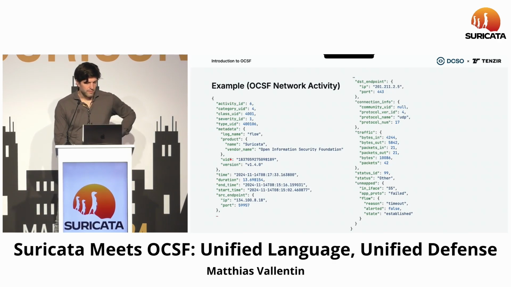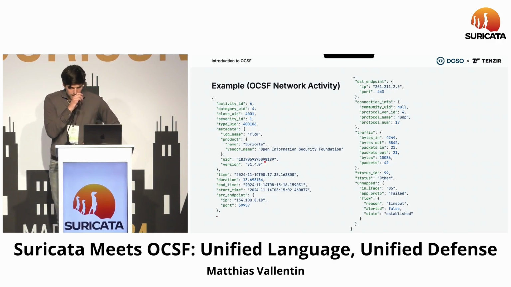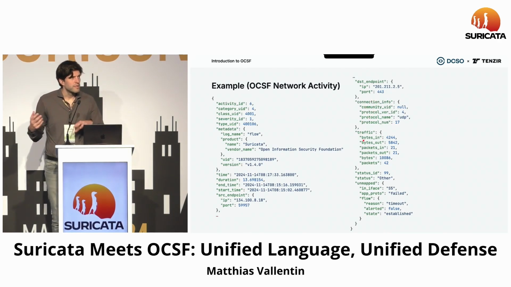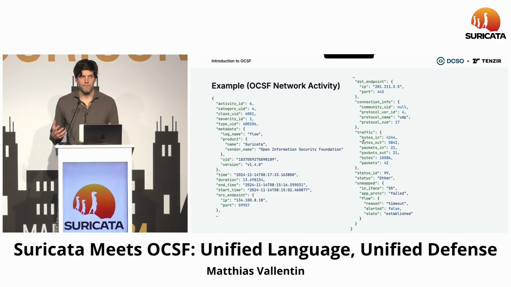Every event has a product-specific UID. This is where we put the flow ID from Suricata. Timestamps, et cetera, durations. These are all computed values, and basically duration is age. So then we have these source endpoint fields, destination endpoint, some connection level information. And you can see it's the same information transposed into a different view.